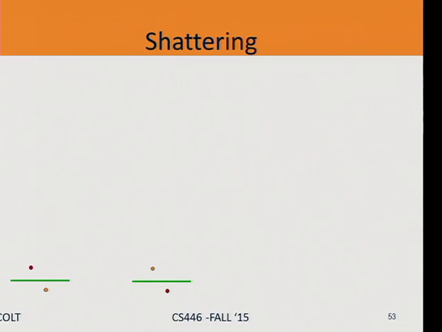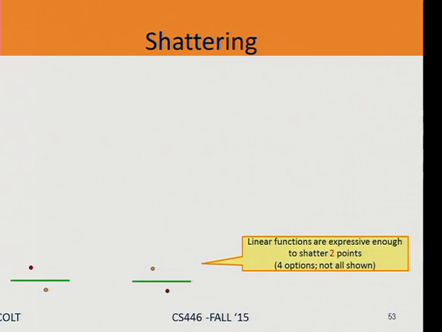I don't show all the examples here. I show just 2 examples. You know, this is positive, this is negative, this is negative, this is positive, and I can also put the green line here, and both will be negative or both will be positive. Right? So I can do it. So linear functions are expressive enough to shatter 2 points.